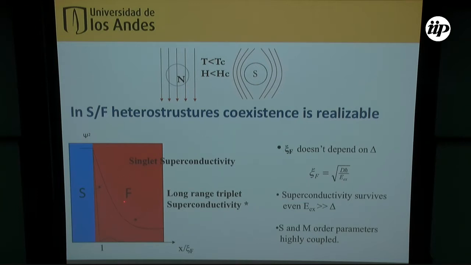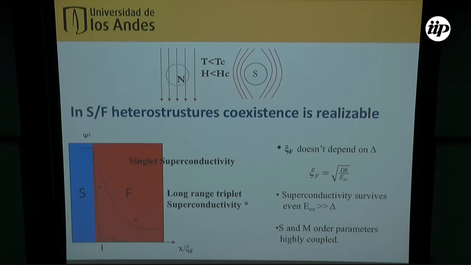Also, during this talk, I will only talk about singlet superconductivity induced in the ferromagnet. It's well known that when you have a magnetic inhomogeneity, you do have long-range triplet superconductivity. So in this case, superconductivity can penetrate into the ferromagnet as if it was a normal metal, right? You would not see the ferromagnet.